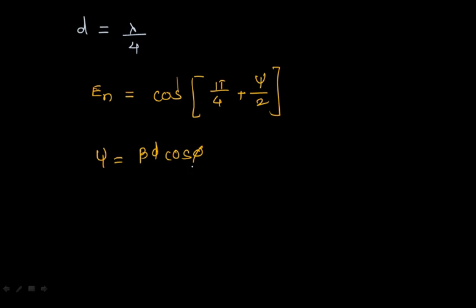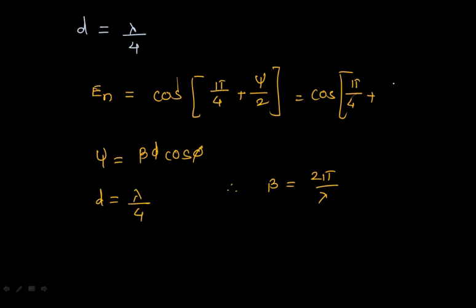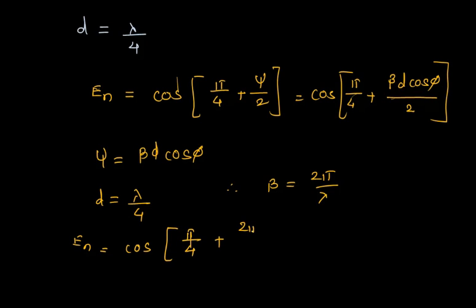ठीक है, आप अगर यहाँ पे भी value put करते हो will be okay, not an issue. So I am just putting d is equal to lambda by 4. You know that beta is nothing but 2 pi by lambda. So if you put all these values over here, this will become pi by 4 plus psi, that is beta d cos of phi, divided by 2. And putting all the values here, I'll get cos of pi by 4 plus beta is 2 pi by lambda, your d is lambda by 4, cos of phi, divided by 2.